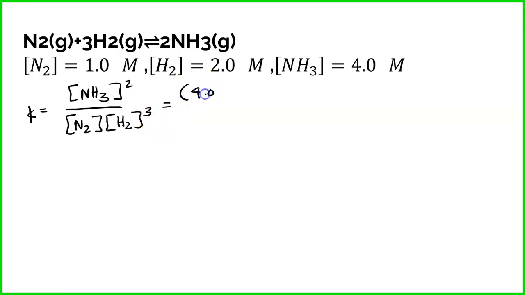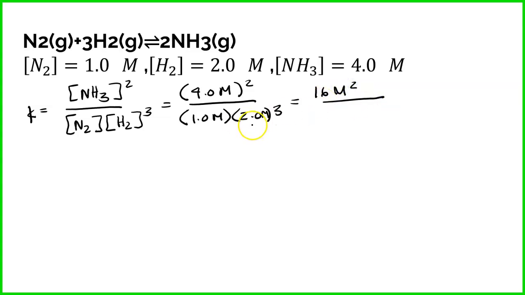Ammonia has a molarity of 4, and we'll square that. On the bottom, nitrogen has a molarity of just 1, and then hydrogen has a molarity of 2, and we're going to cube that. I do have to also square and cube the m. So I have 16m squared over, this is going to come out to be 8. So we have a total of 8m to what power?